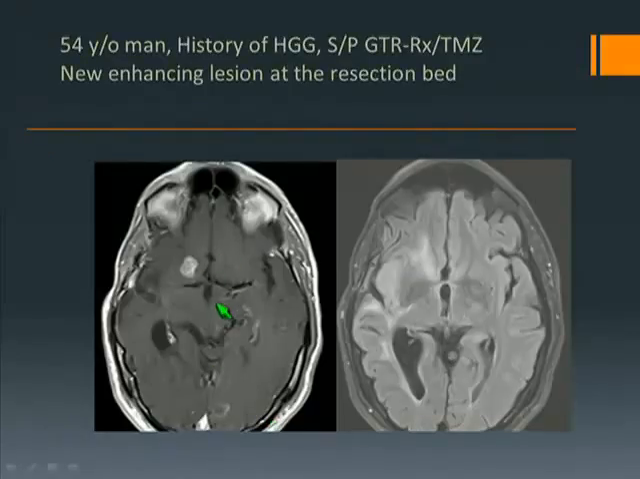But I'm going to show you this example to highlight why we like to use this combined DCE-DSC protocol. This was a 54-year-old man with a history of high-grade glioma, status post-resection, and treated with radiation and temozolomide. 5 months after treatment, he started developing this enhancing lesion in the right inferior frontal lobe with the clinical question of radiation necrosis versus tumor recurrence.